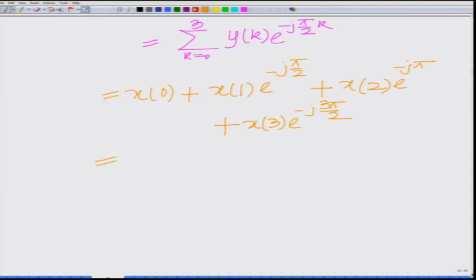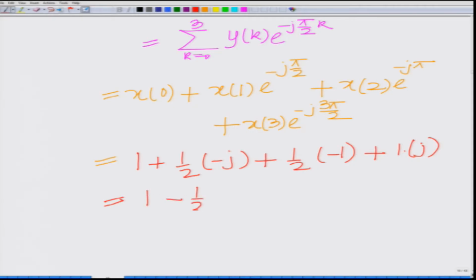Now, substituting the values of the time domain samples, I have 1 plus half times minus j plus half times minus 1 plus 1 times j, and you can check this is basically 1 minus half j minus half plus j, which equals half plus half j.